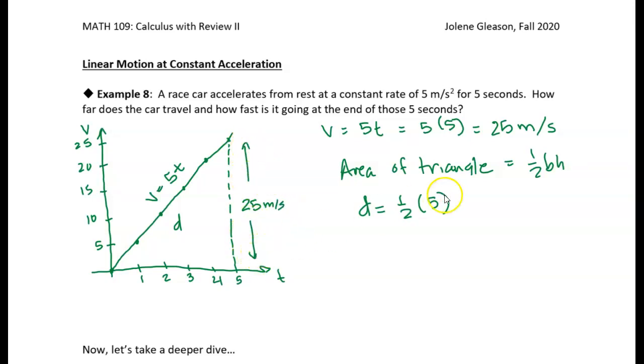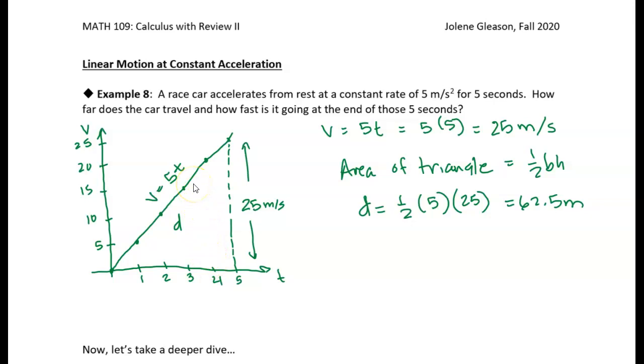So 1/2 base times height is just 1/2 times 5 times 25. That gives me 62.5 meters. So this car has traveled 62.5 meters. So I found the area under the curve, and I didn't have to use a Riemann sum. I just used the fact that I know the area of a triangle, and the area under this curve is a triangle. So it's the area between the curve, in this case a line, and the x-axis. That's the area we're trying to find.